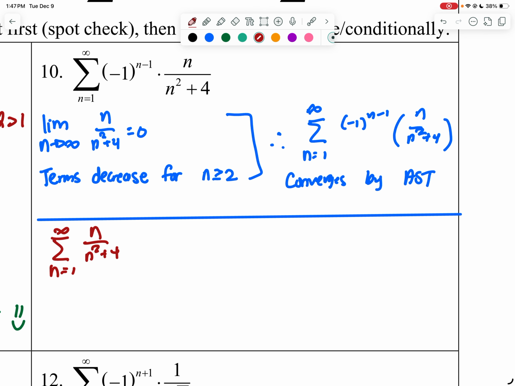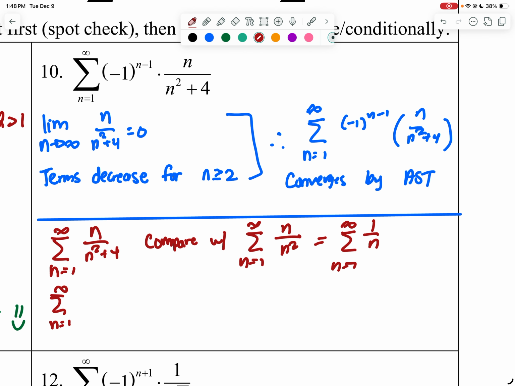Now, of course, whenever we look at this, we could probably think about how we could use a comparison, compare with n over n squared, aka 1 over n. And because 1 over n is a harmonic p-series that diverges, that means that n over n squared plus 4 also diverges. So we're going to say that n over n squared plus 4 diverges by p-series comparison.